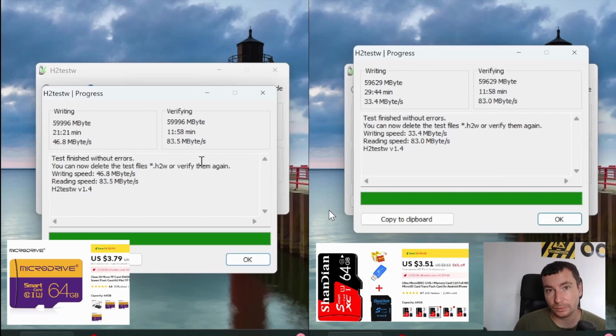So in conclusion, these two cards are functional and it's not fake and you can write data actually on it. And in terms of speed, the MicroDrive is a bit faster but also a bit pricier.